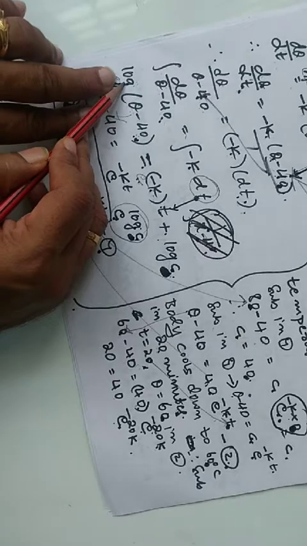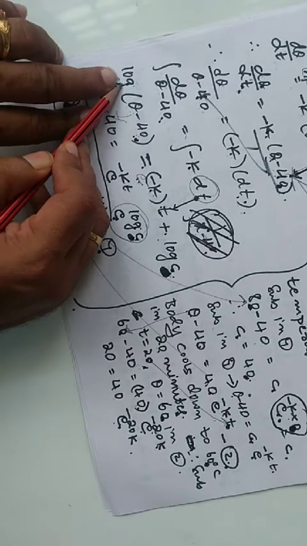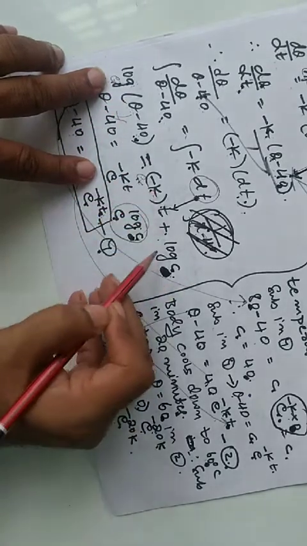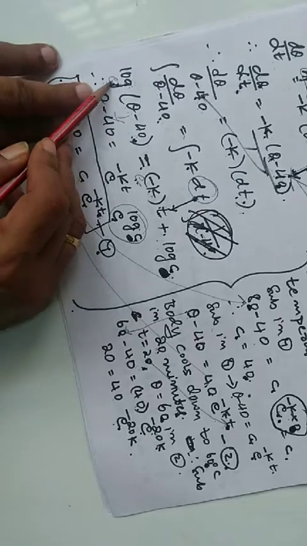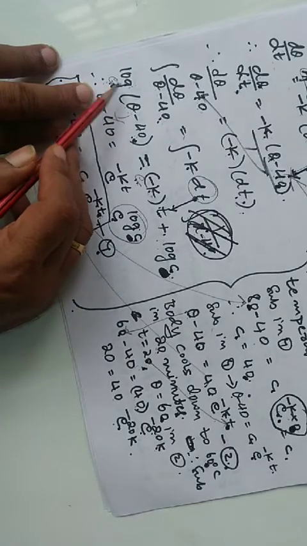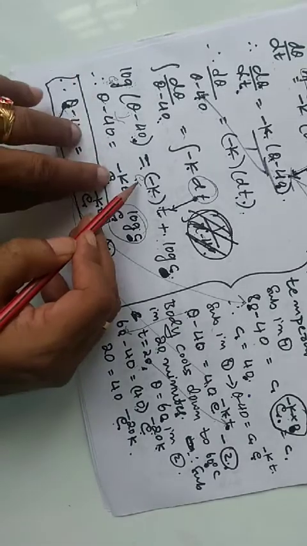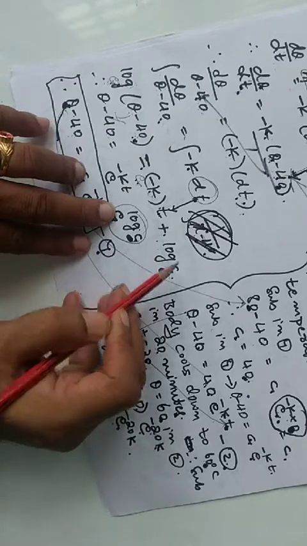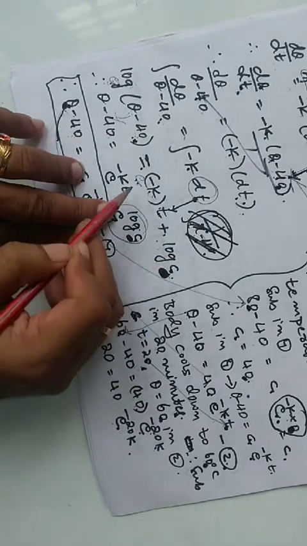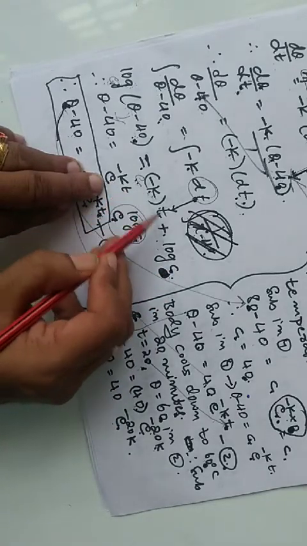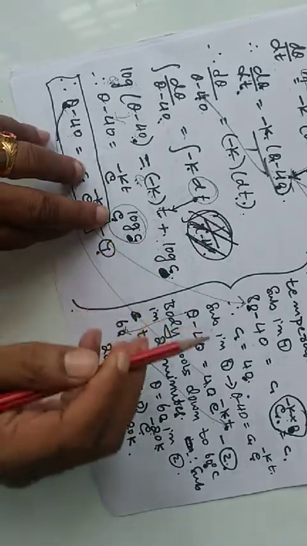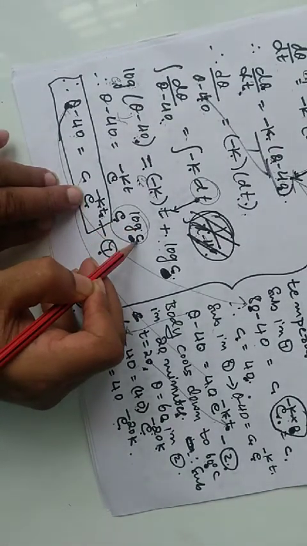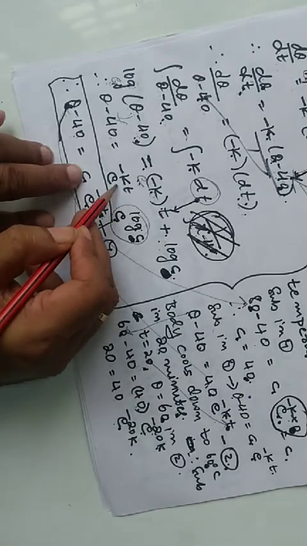Now if I want to remove this log, what do I have to do? I have to take it to the base e, so e to the power this. Here also e to the power minus kt, e to the power log c. Remember the important point: e and log always cancel. So theta minus 40 is equal to e to the power minus k into t, and here e to the power log c. e to the power a plus b is e to the power a into e to the power b. Same formula: e to the power minus kt, and here e to the power log c. Now observe, e and log cancel. What remains? C. That C I have written. e to the power minus kt is here.